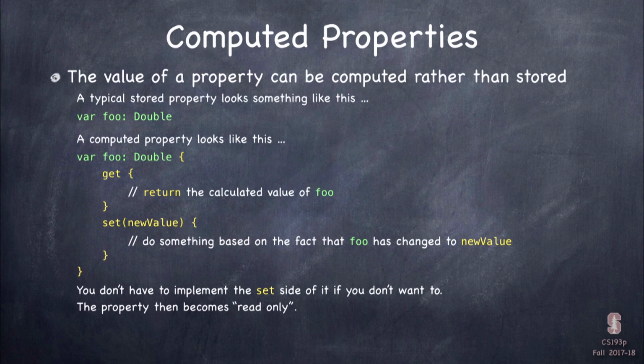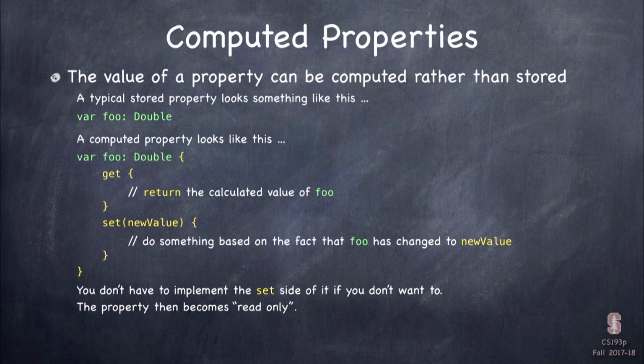Now, the set part, the set newValue part, is optional. So you can have computed properties that are only get. We call those read-only computed properties. You can't have ones that are only set. You can have get only, but not set only. If you had set only, you'd make a function, setWhatever. You wouldn't use a var like that.